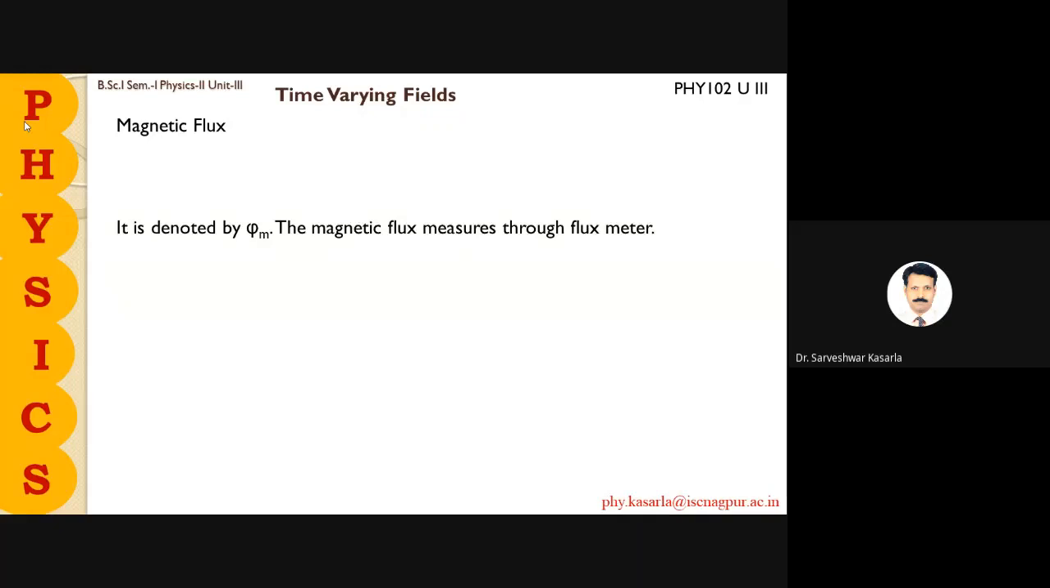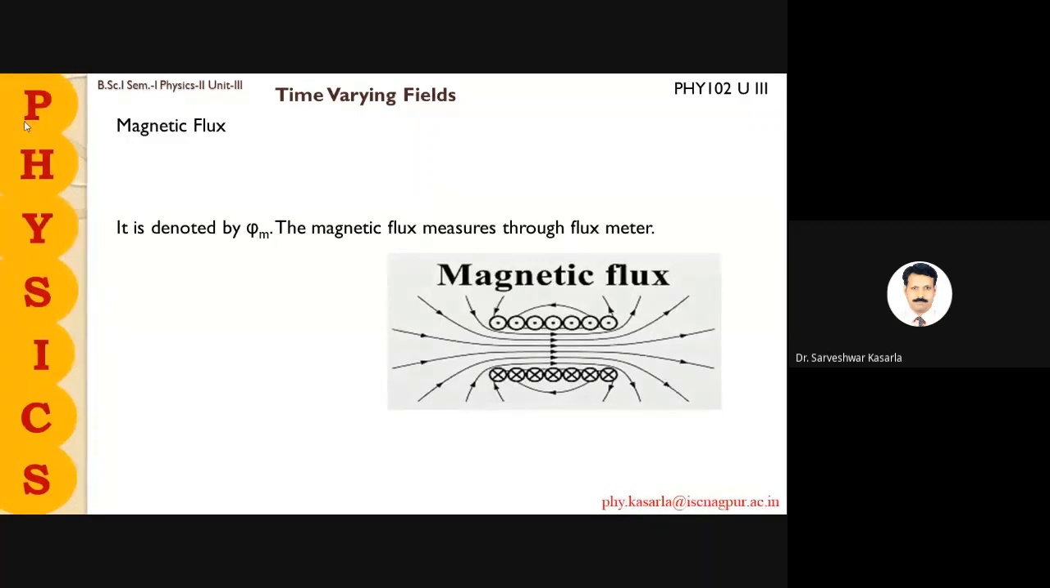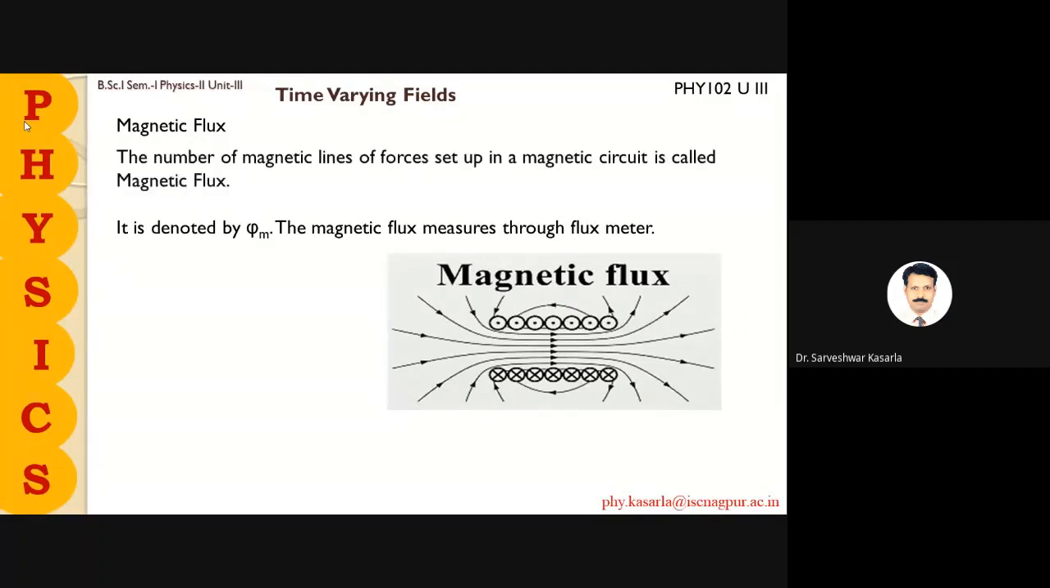So magnetic flux is nothing but the magnetic lines of force crossing per unit area. So this is how the magnetic lines of force look. Magnetic flux is defined as the number of magnetic lines of force in a magnetic circuit.